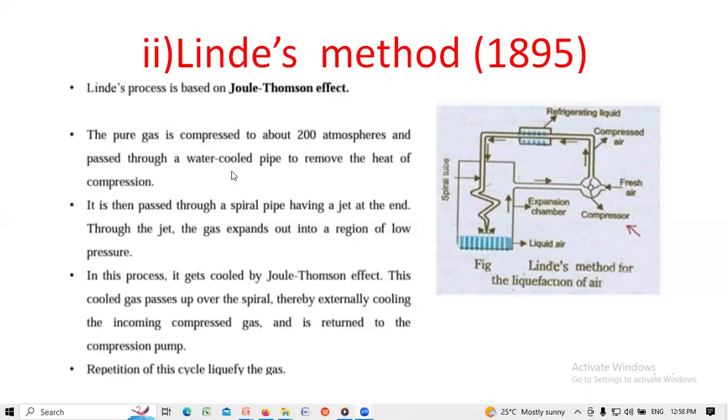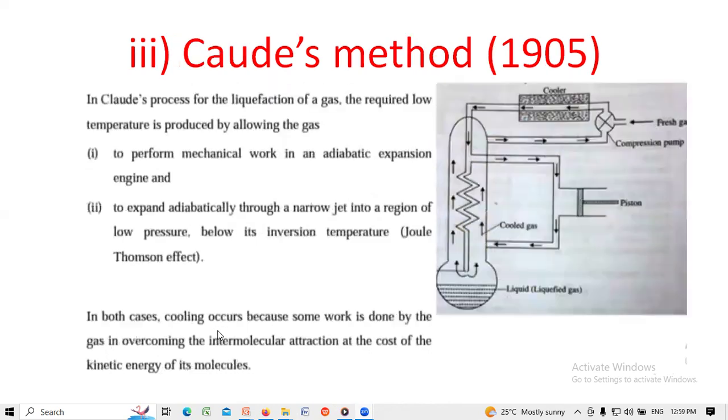The pure gas is compressed to 200 atmospheres and passed through a water-cooled pipe to remove the heat of compression. It is then passed into a spiral pipe having a jet at the end. Through the jet, the gas expands into a region of low pressure. In this process, it gets cooled by the Joule-Thomson effect. This cooled gas passes over the spiral, thereby externally cooling the incoming compressed gas on its return to the compression pump. Repetition of this cycle liquefies the gas.